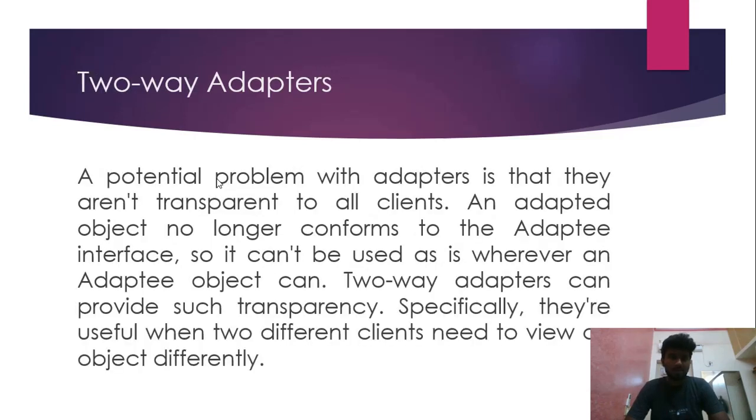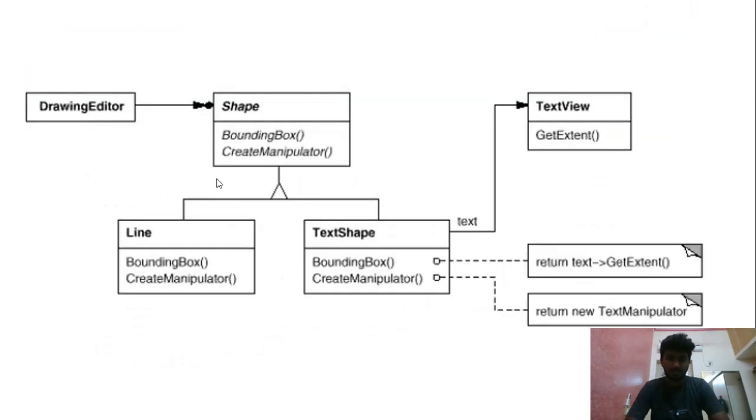What are two-way adapters? A potential problem with adapters is that they aren't transparent to all clients. An adapted object no longer conforms to the adaptee interface, so it can't be used as is whenever an adaptee object can. Two-way adapters can provide such transparency. Specifically, they are useful when two different clients need to view an object differently.